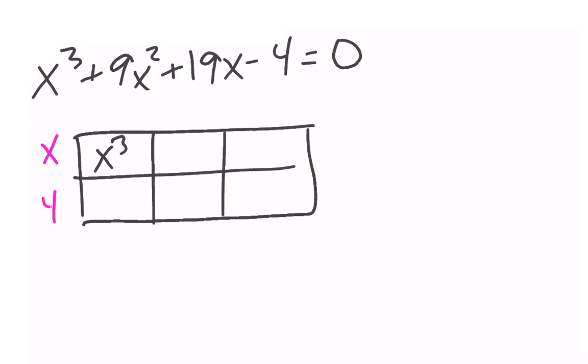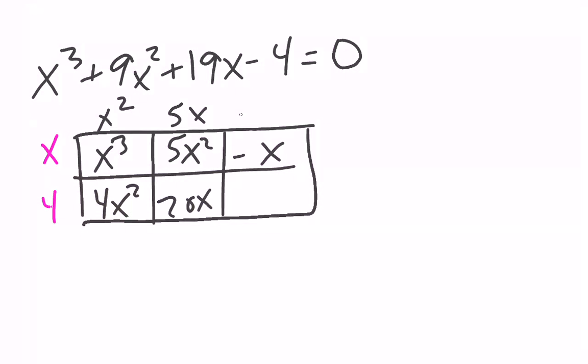x cubed, x squared, 4x squared. I want a 9x squared, so this is 5x squared. 5x. 20x. I don't want 20x, I want 19x. Take away 1. Minus 1. Minus 4. Now, it would be really sweet if this factors. Is there something that multiplies to -1 and adds to 5? No. Okay. Moving on. I don't want to complete the square with that because b is not even.